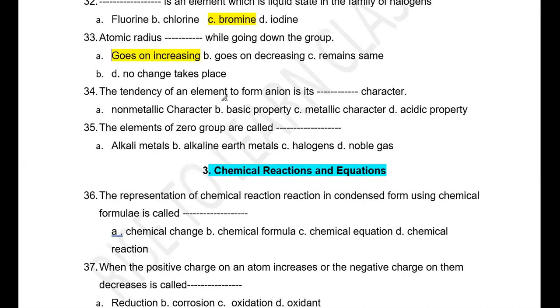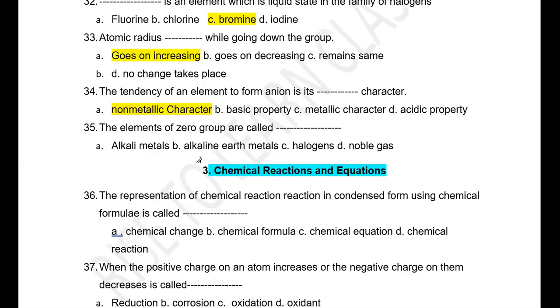Next, the tendency of an element to form anion is its dash character. Anion means negatively charged. So when it receives electron, it will form anion. Non-metallic character, basic property, metallic character, acidic property. We know non-metals has the tendency to receive electron. So this anion is its non-metallic character.